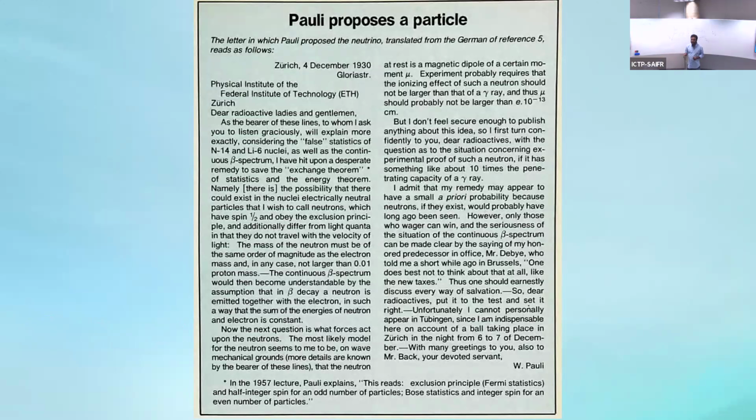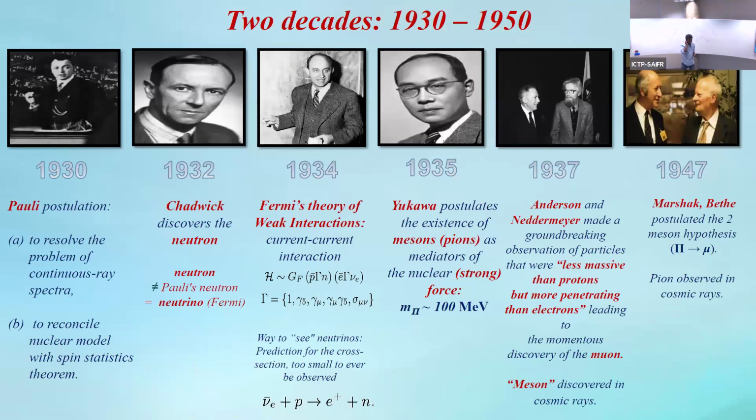There are also some debates that he was not confident enough, or he was afraid to present this, but Pauli is Pauli. So that's the story of how this neutrino postulation happened. I will tell it chronologically to give an overview of the neutrino development. In 1930, as I said, Pauli first postulated it to resolve the problem of the continuous beta ray spectrum and to reconcile the nuclear model with the spin statistics theorem.